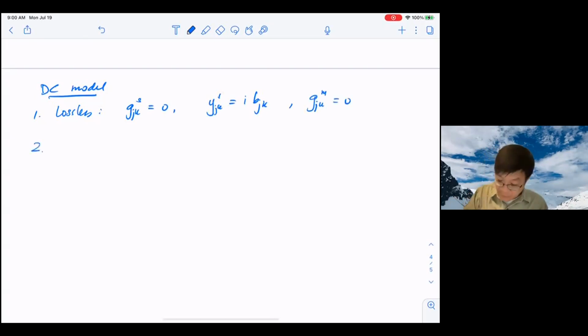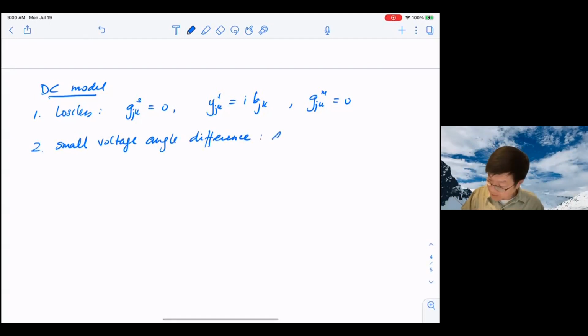So that's the assumption for lossless. The second assumption is that the phase angle difference, theta J minus theta K, is small. So this is a small voltage angle difference. And the implication of that is that in the polar form of our power flow equation, we can approximate sine by replacing this by theta J minus theta K for all lines.